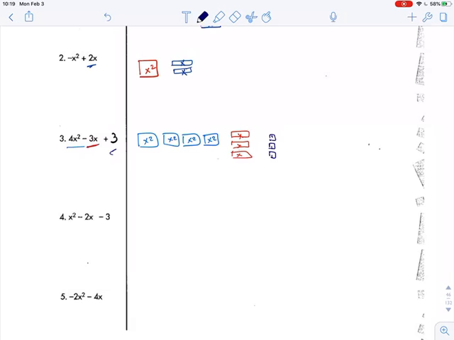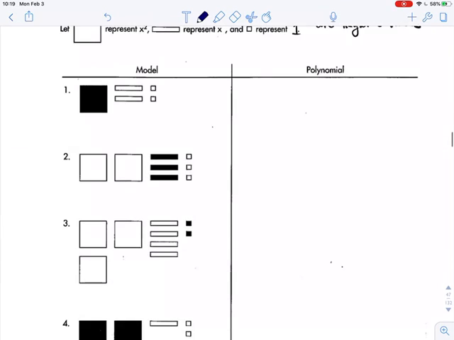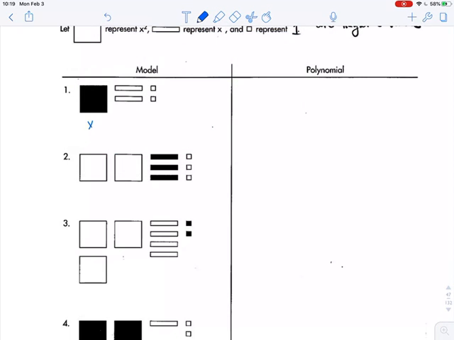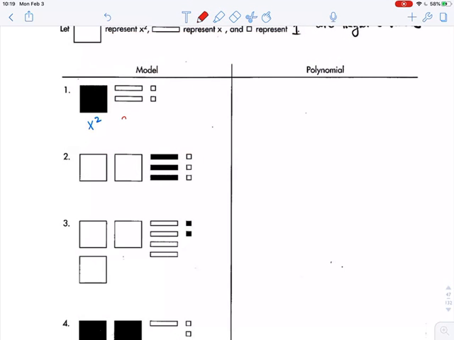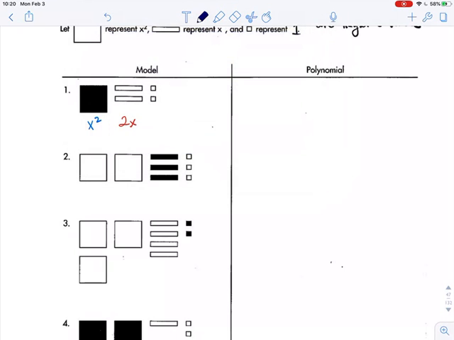Okay. Now, that's just modeling, just showing you the parts. Okay. Here, you're going to do the reverse. Okay. I'm just going to label them here. That's an x squared, and there's 1 of them. These are x's, and I have 2 of them. These are 1s, and there are 2 of them.